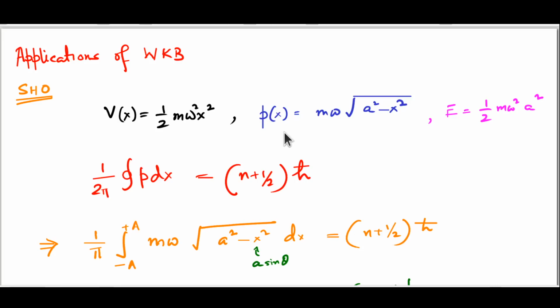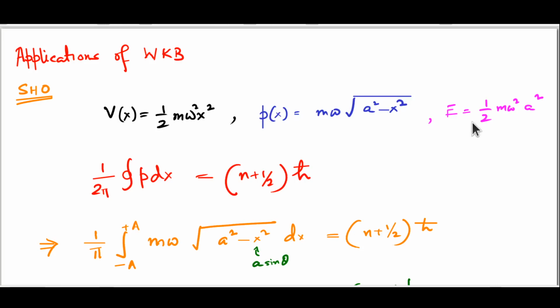The momentum as a function of x is simply given by m omega times square root of a square minus x square, where A is the amplitude of the motion from the classical point of view. A is also, of course, the location of the turning point, and the energy of the particle is related to A simply by E equal to half m omega square A square.